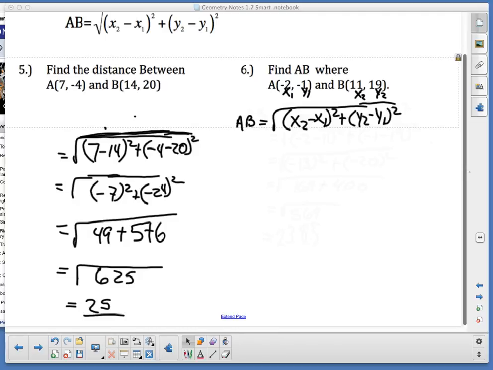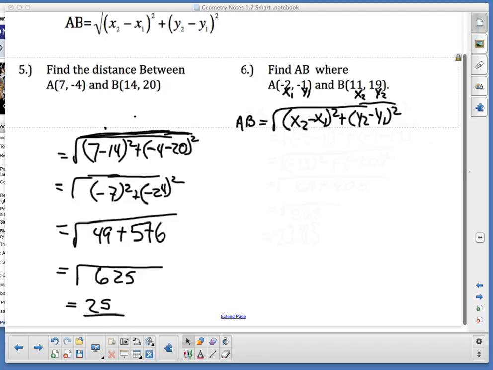Because when I subtract, order matters, right? If I take 5 minus 2, it's 3. If I take 2 minus 5, it's negative 3. But if I square negative 3, or if I square 3, they're both 9. So the order matters all the way up until I square it. Once I square it, I can make the mistake of the order.